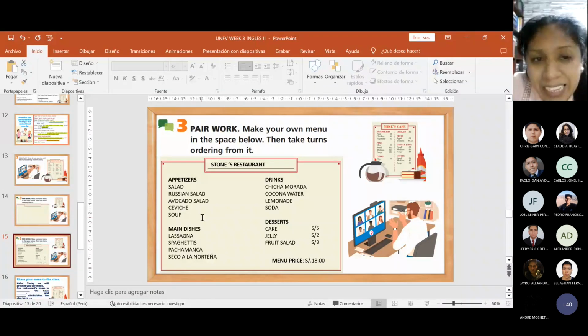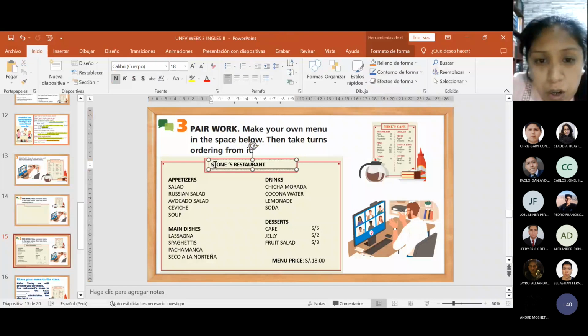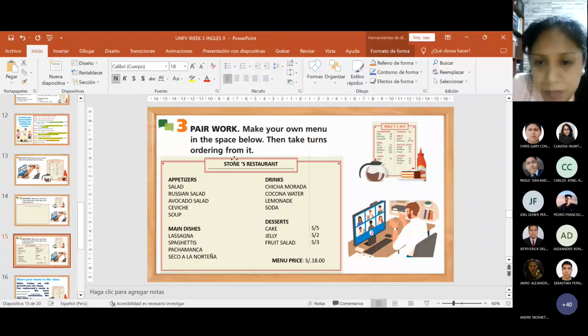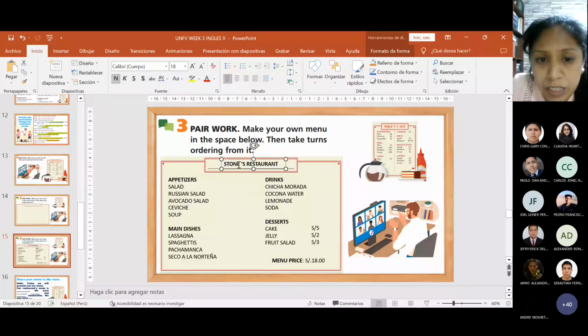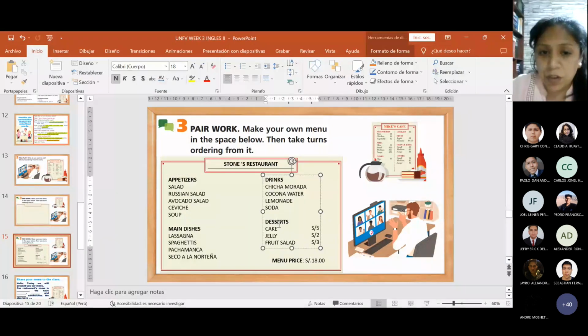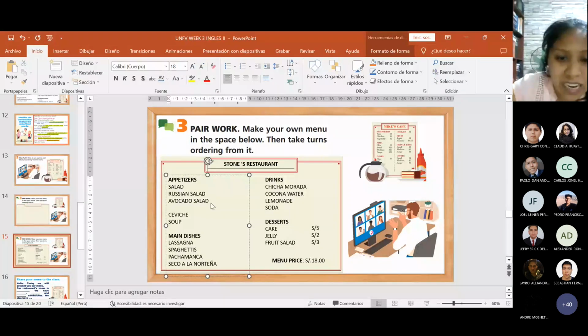For example, I can create the restaurant called Stone's Restaurant. Stone's Restaurant has appetizers, main dishes, drinks, desserts. Appetizers son las entradas, ¿no? Maybe a salad, maybe a Russian salad, avocado salad, o de repente Caesar's salad, ¿no? A countryside salad.